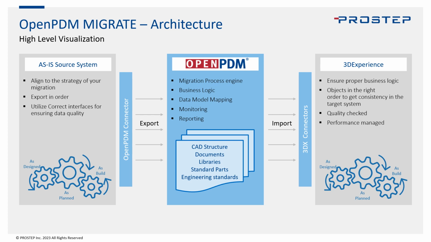So the architecture for OpenPDM Migrate looks a little bit like this. On the left, you've got your as-is source system. On the right, your target to-be system. And then in the middle, you put the OpenPDM migration solutions.